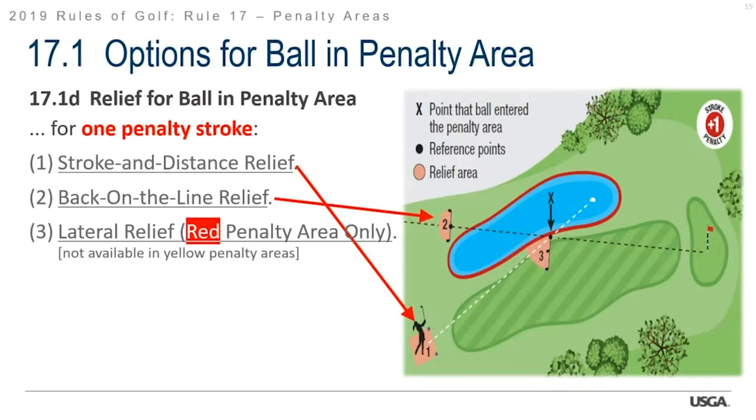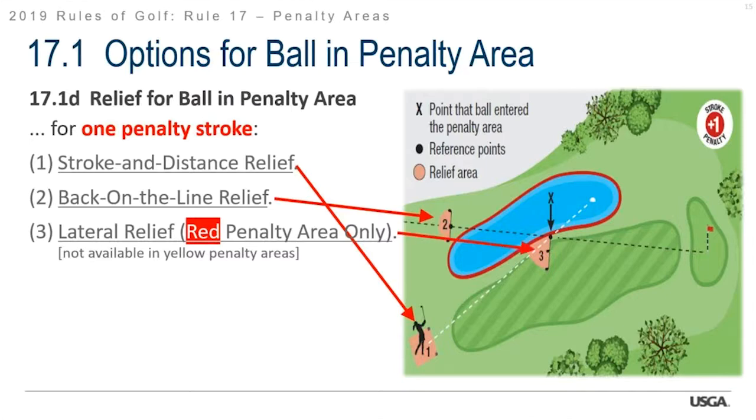Okay, option number 2 will be the back on the line relief. And that procedure is pretty similar to what we're very familiar with from the yellow water hazard before, where you would line up where the ball last crossed the edge of the hazard and go back as far as you want. But now we're lining up with the edge of the penalty area, going back as far as you want on that line. But now we do have a 1 club length relief area that we're dropping on instead of dropping on the exact line.